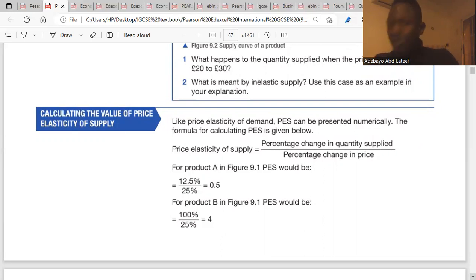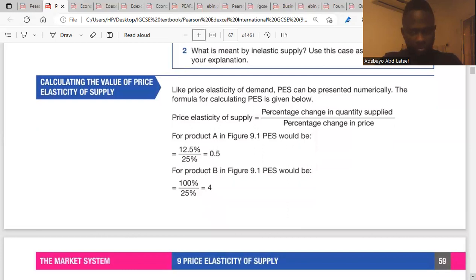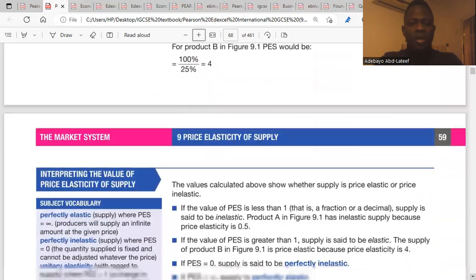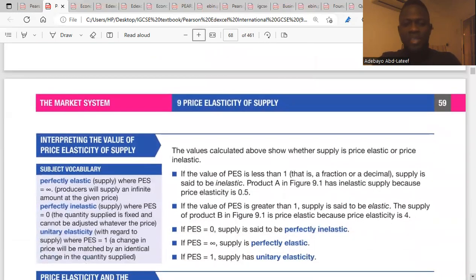What is Q1? Q1 is the original quantity supplied. Then Q2 is the changed quantity supplied. P1 is the original price, while P2 is the changed price. Any question about that? Immediately we go into interpreting the value of price elasticity of supply.